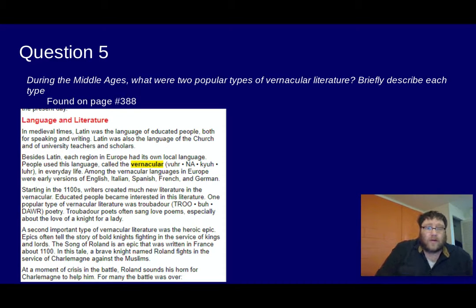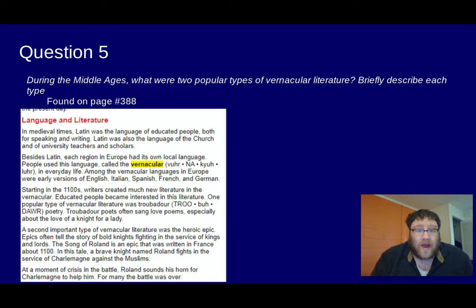Besides Latin, each region in Europe had its own language. People used this language, called the vernacular, in everyday life. Among the vernacular languages in Europe were early versions of English, Italian, Spanish, French, and German. Starting in the 1100s, writers created new literature in the vernacular. Educated people became interested in this literature.